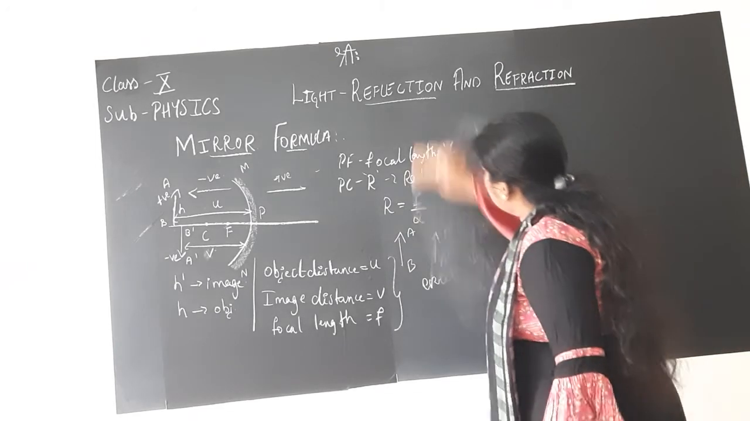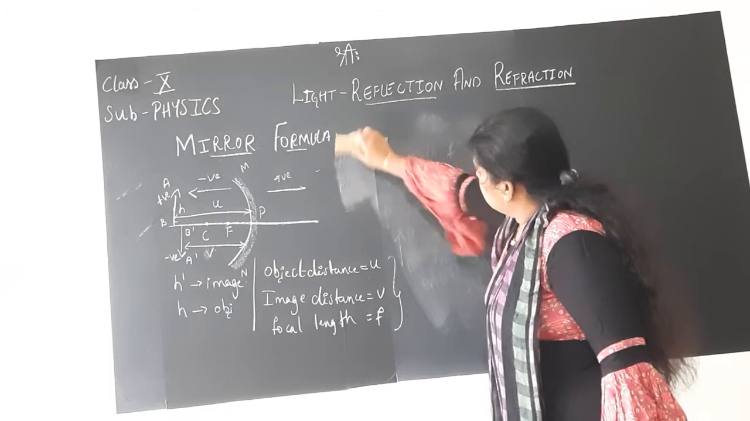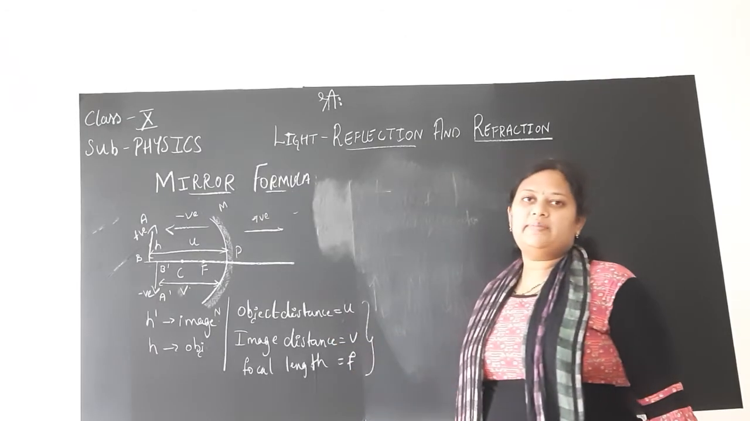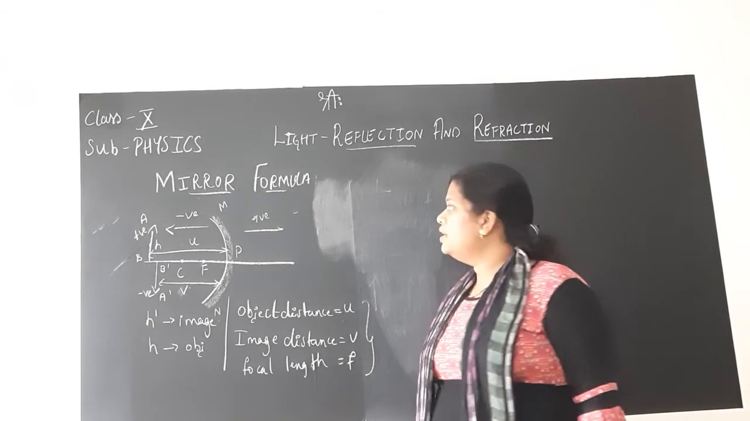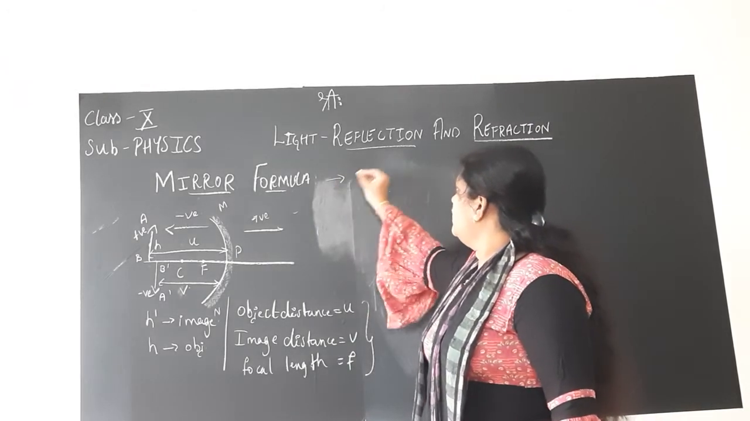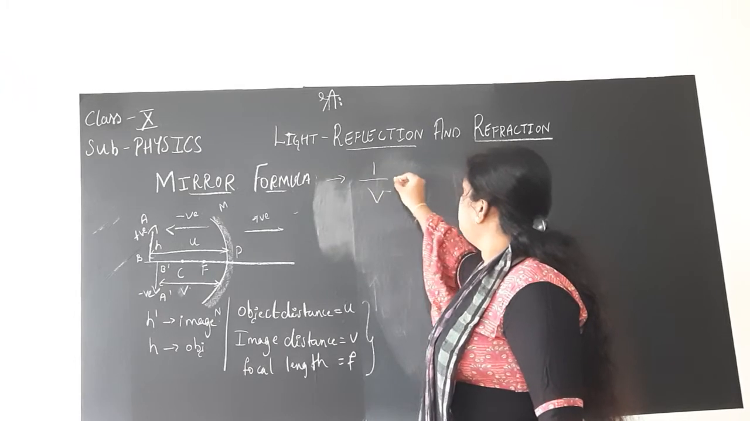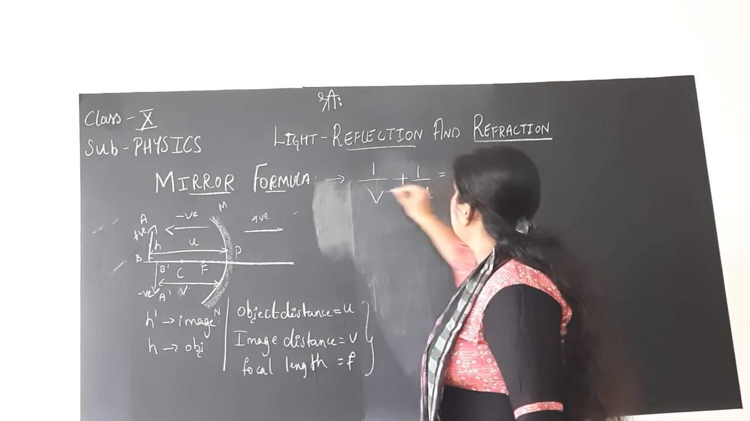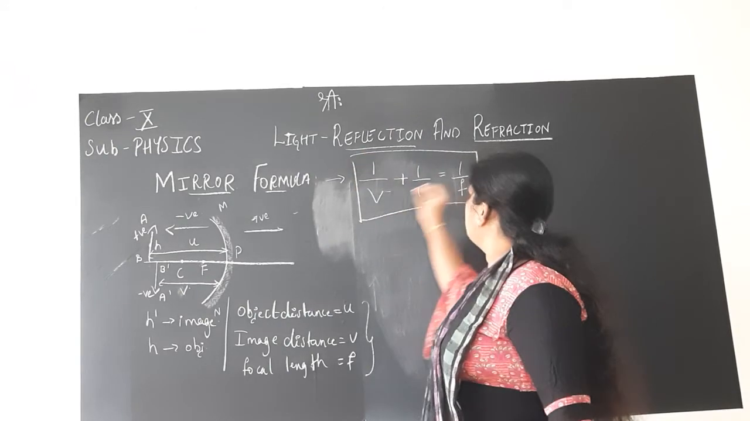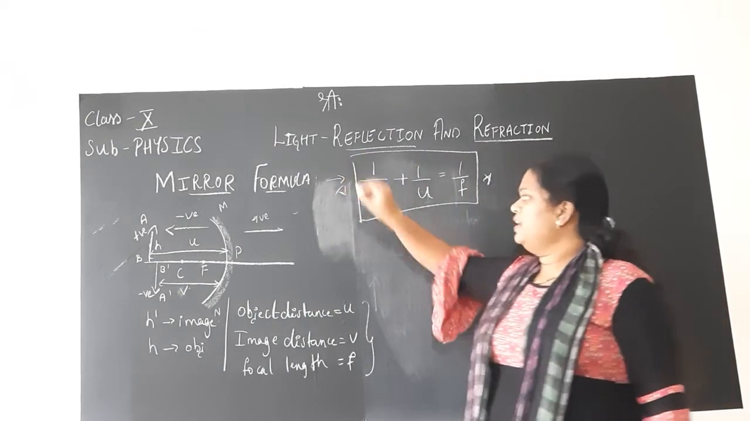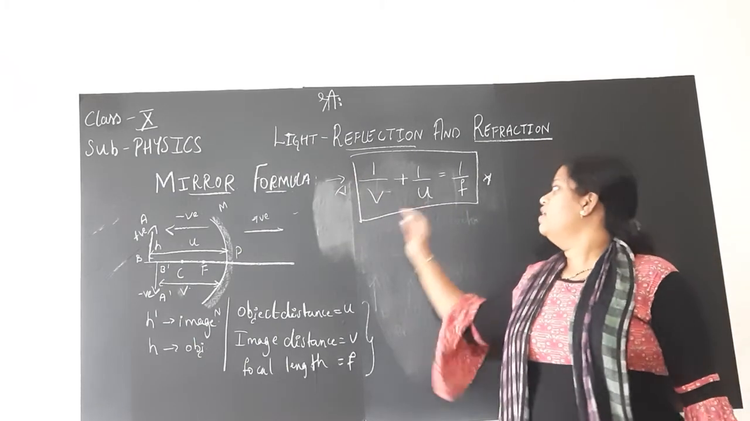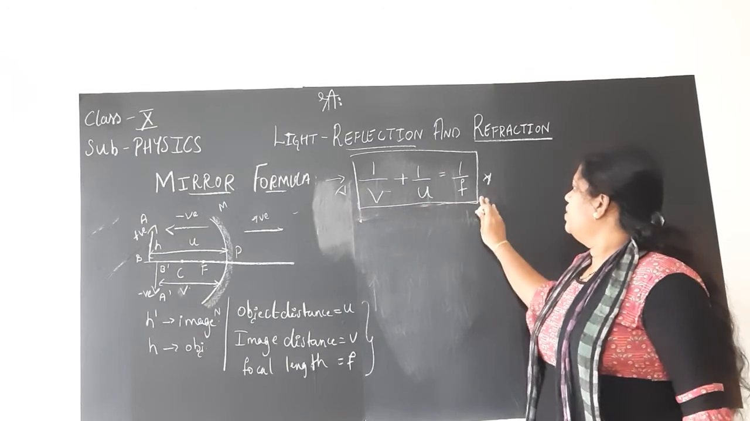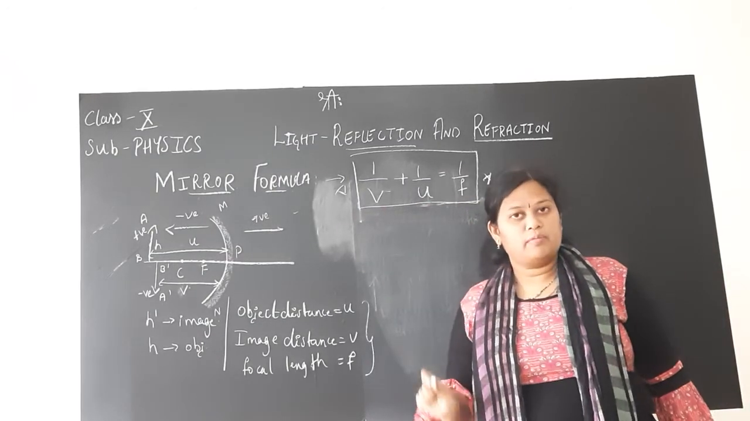I will write the formula here. Relationship between the object distance, image distance and focal length of the mirror. What's the formula? It is 1 by v plus 1 by u is equal to 1 by f. That's all is the formula. Nothing complicated in this. Very easy formula. 1 by v plus 1 by u is equal to 1 by f is the mirror formula.